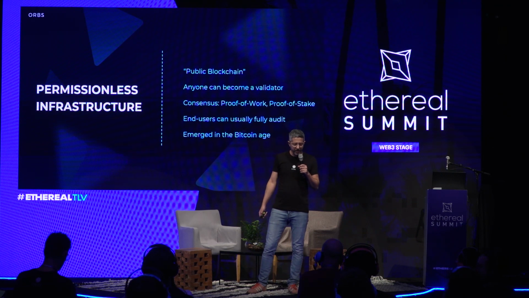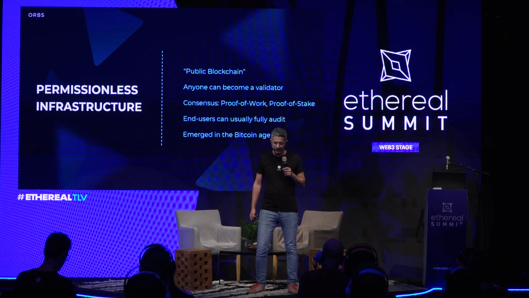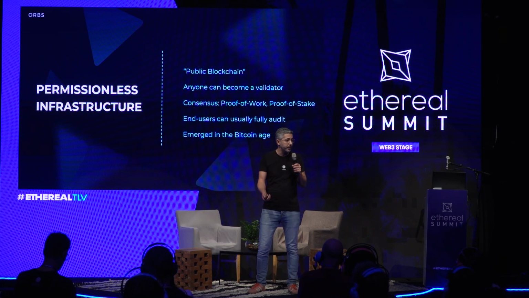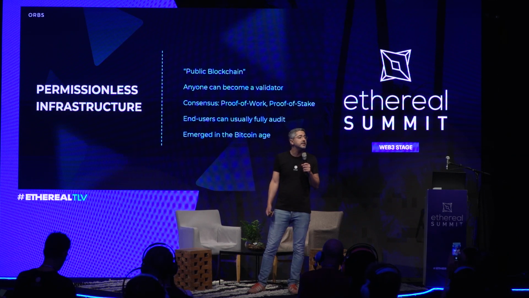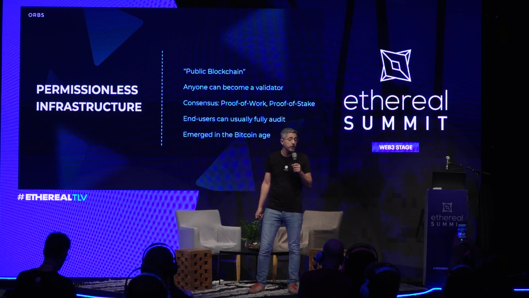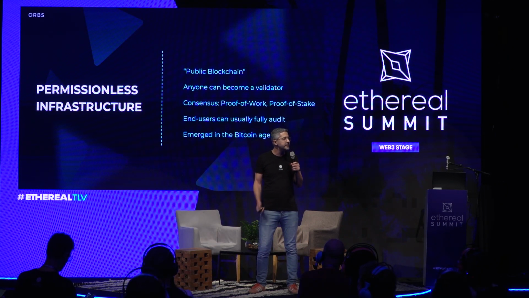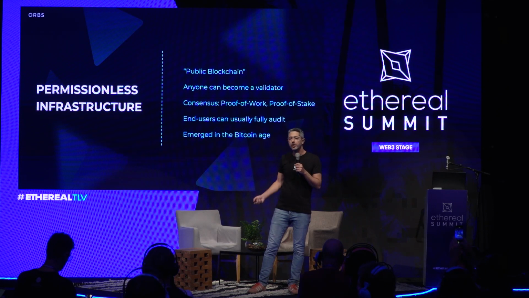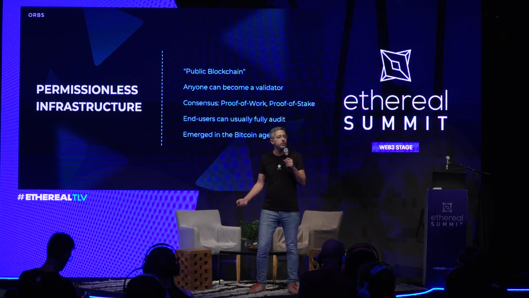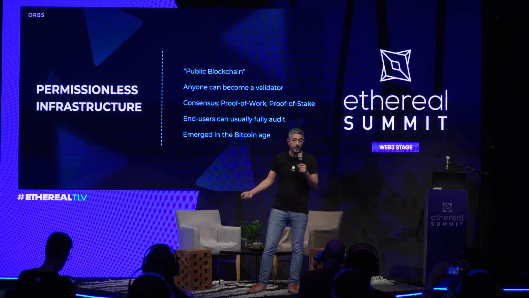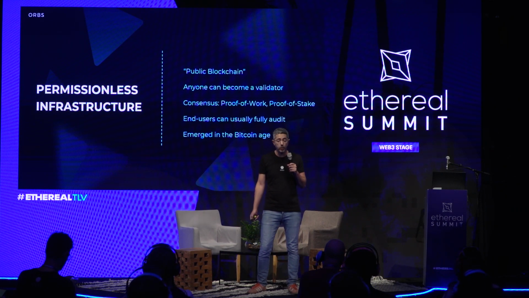On the other hand, we have permissionless infrastructure, what we call the public blockchain, the mainnet. Here, what's special about them is that anyone can become a validator. You can participate. It's fair play for everyone. The consensus used in these systems is usually proof of work, and now moving more and more towards proof of stake, for example, Ethereum. And the special thing here is that there's no trust. These systems are trustless. And they can be trustless with end users by the fact that end users can fully audit what happens inside. You can participate in the consensus. You can check everything that goes on.